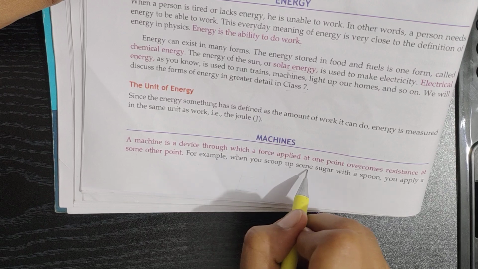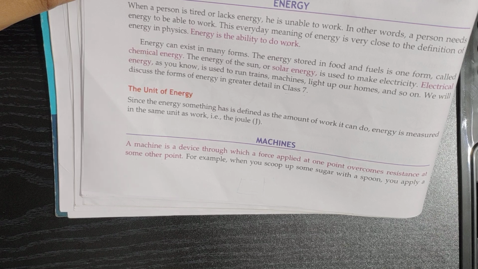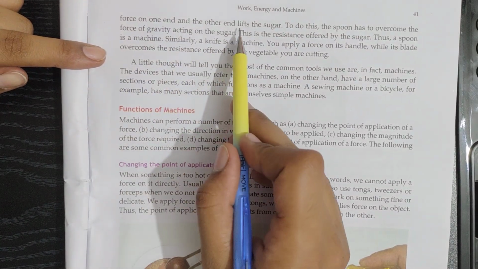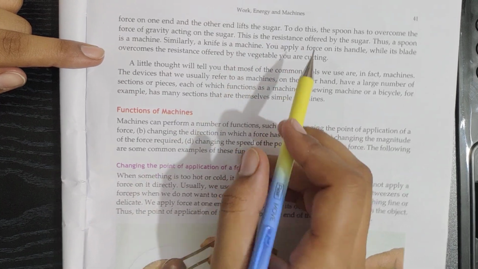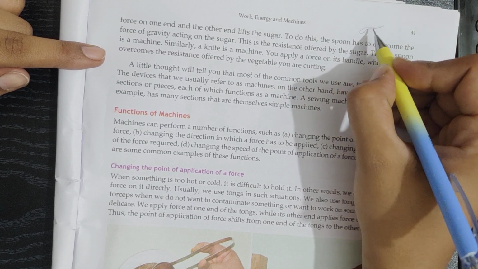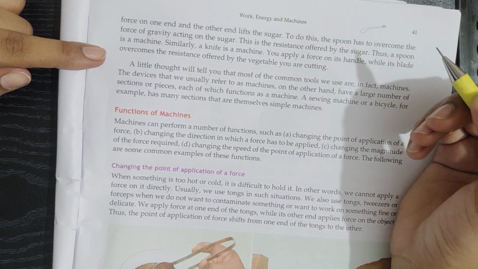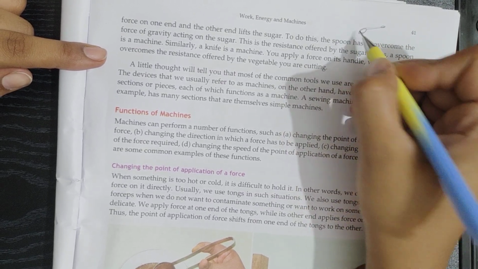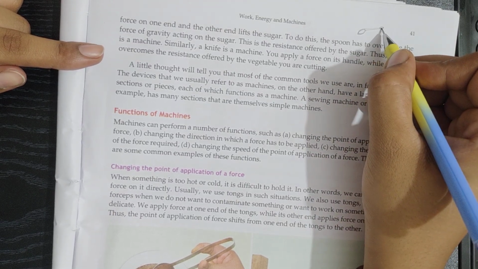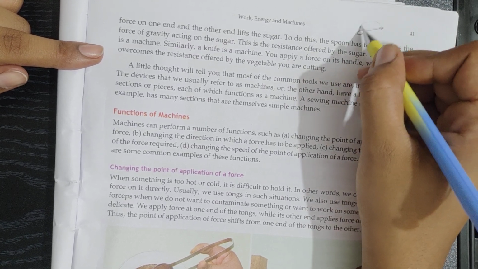When you scoop up some sugar with the spoon, you apply a force on the spoon, right? Now the force at the one end lifts the sugar at the other end. We have a spoon, and when we apply force here, the sugar is picked up at the other end. So we apply force at the first end and the work is done at the other end. The resistance is overcome at the other end.